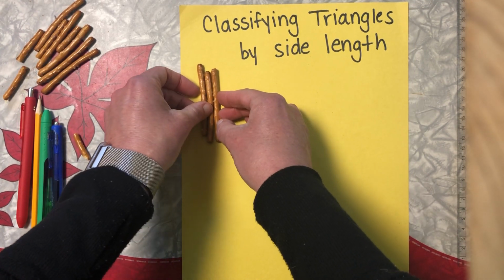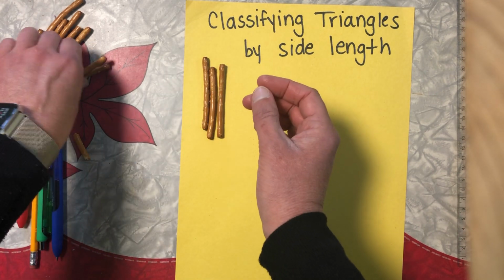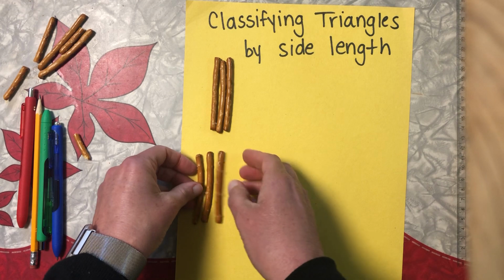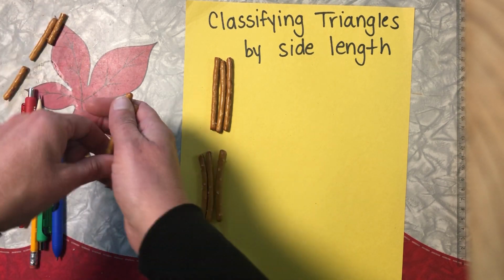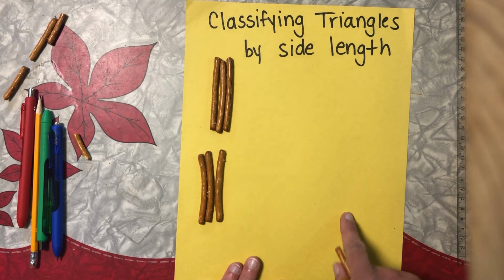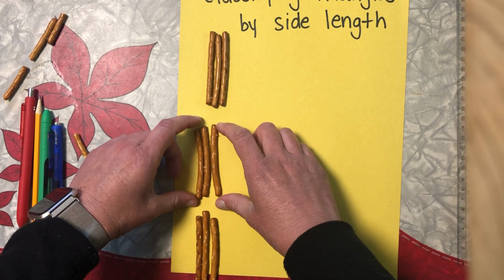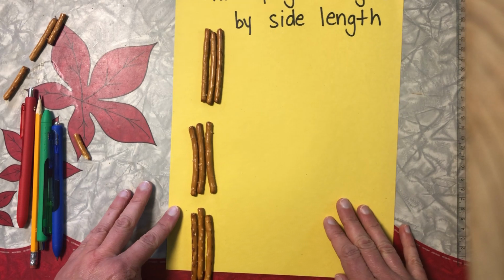I'm actually going to make 3 different types of triangles. And by the way, guys, if we were at school, we would be doing this. Bummer. I know. Oh, well. That's all right. We're going to do it right here, right now. So we're going to make 3 different types of triangles. So I'm going to get out 9 pretzel sticks. You can do this with me.